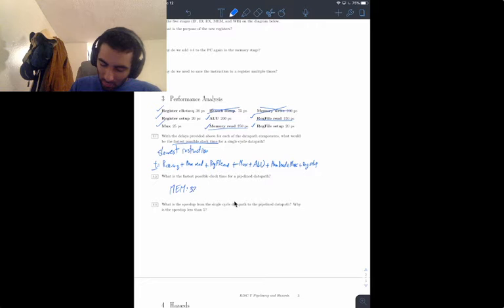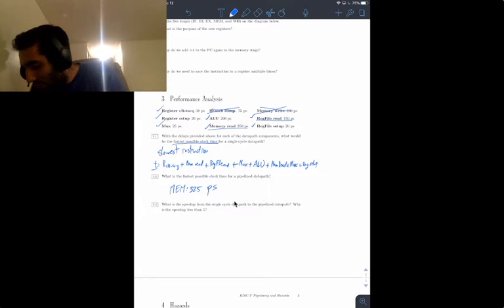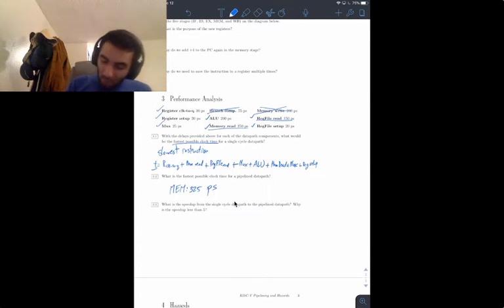There you go. Mem with 325 picoseconds. Right, okay. I actually will double check my math just to make sure that I didn't do anything wrong. Where am I looking? Oh, here. All right. Here we go. So, perfect. Yeah, 325 picoseconds. All right. Amazing.